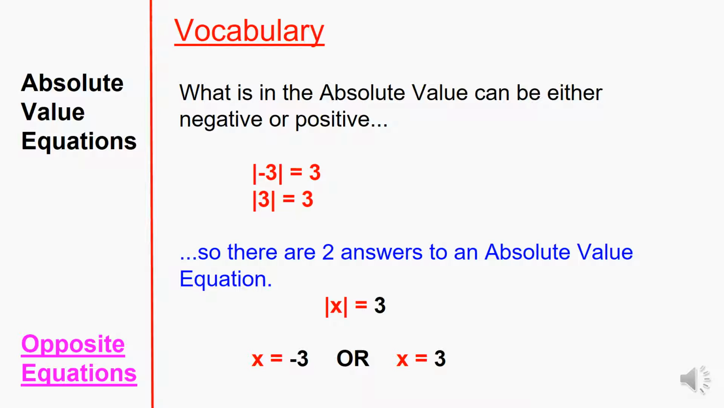So when we start to solve equations, when we have the variable, we need to think about that. There are two answers, either the -3 or the +3. So when we see it like this, where there's a variable or even an expression with a variable inside the absolute value, we're going to split it into two separate equations. We call those opposite equations. One with a negative and one with a positive over here. That's negative and that's positive.